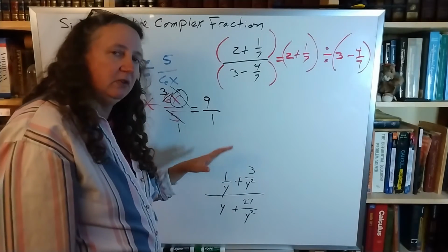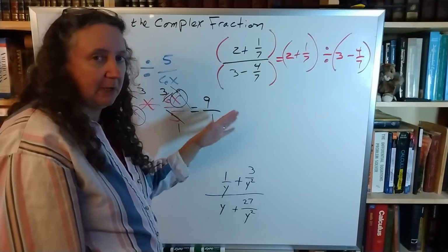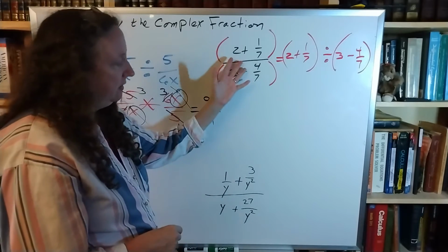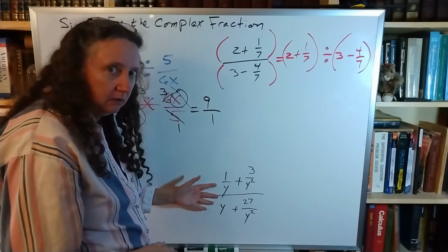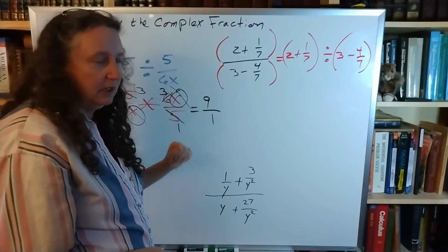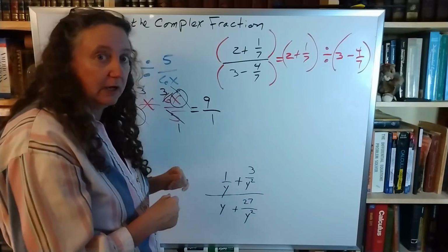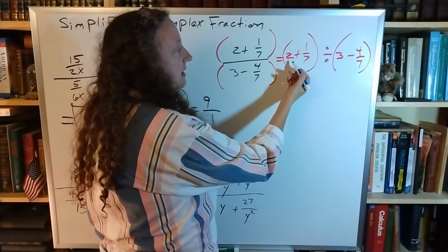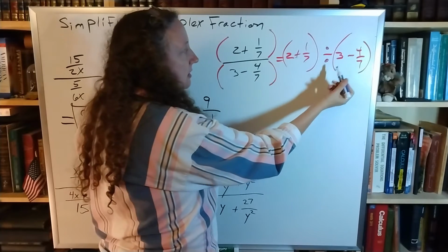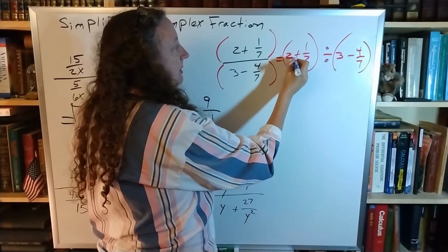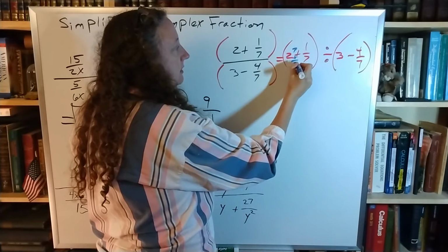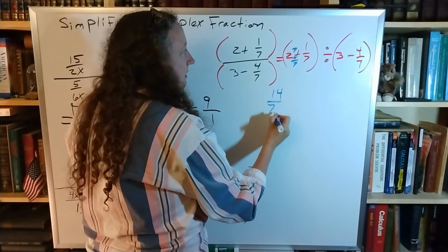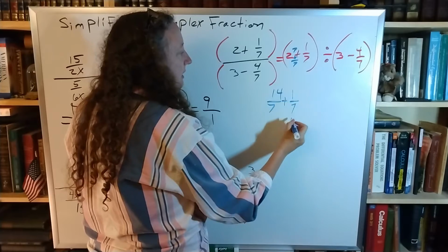Now, since this is all numbers, I could type this all in my calculator and have my answer easily. But because we're learning this so that we can do this down here, I have to do this by hand. And then you can use your calculator to check that you did it right. So inside each of these, I need a common denominator because I have to add or subtract. So I need to multiply this first one by 7 over 7. That gives me 14 over 7 plus 1 over 7.